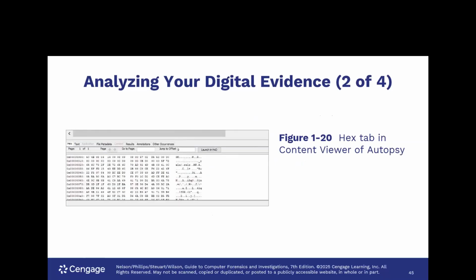This slide is going to show the hexadecimal view in Autopsy. At this level, we're looking more directly at the underlying data. Keep in mind, you don't need to understand this yet. The purpose of showing this is to demonstrate that forensic tools allow us to examine data at different levels instead of simply looking at normal files and folders.